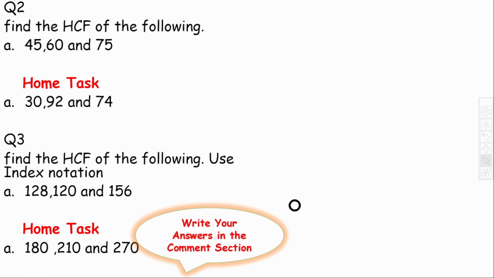The very next lesson that we are going to be working on is how to calculate the LCM, the lowest common multiple of a couple of numbers or a series of numbers. In that particular lesson, I'll be showing you the answers to this home task that I've given you just now before we start that video. So make sure you check out that video.